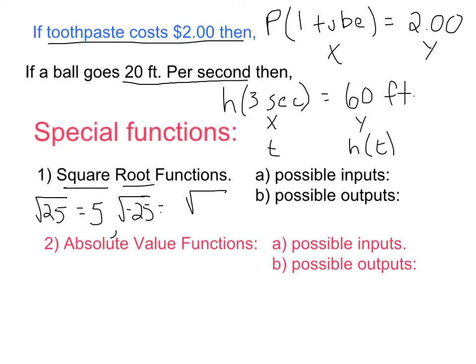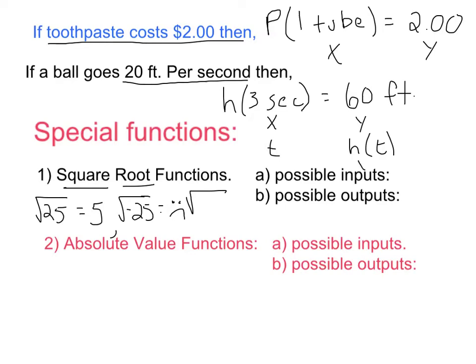You get a really, really mad calculator, because it says, what are you doing to me? I can't do the square root of negative 25. So put a little frowny face there. You can't take the square root of negative 25. It can't be done. So we say that a square root function has a restriction on its outputs, or I'm sorry, on its inputs, and also its outputs.